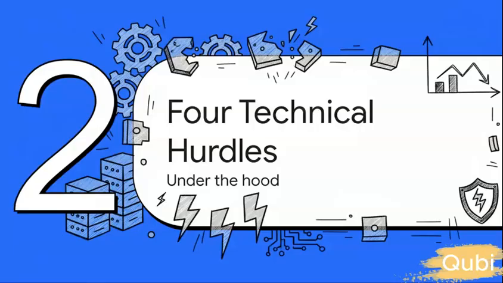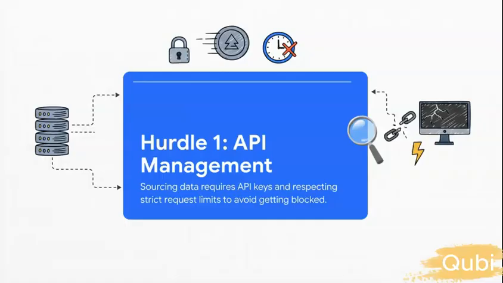We're going to break down the 4 biggest technical hurdles you will face if you try to build this from scratch. Understanding these is the absolute key to making a system that actually works and doesn't just bring your entire website to its knees. First up, just getting the data. You need a source, right? Like CoinGecko or another provider.